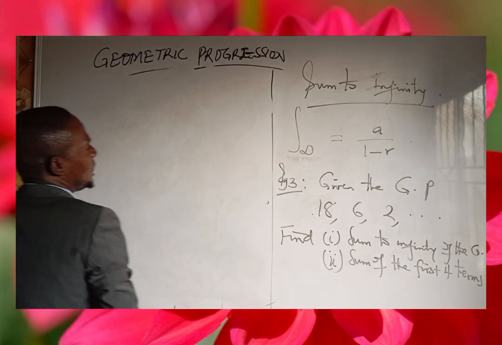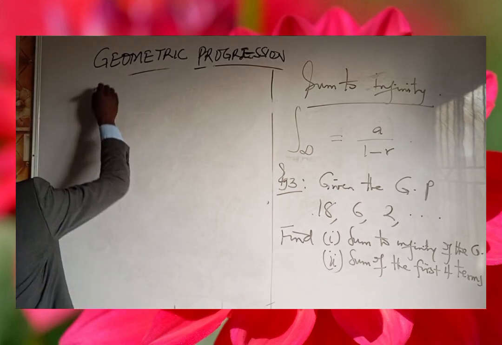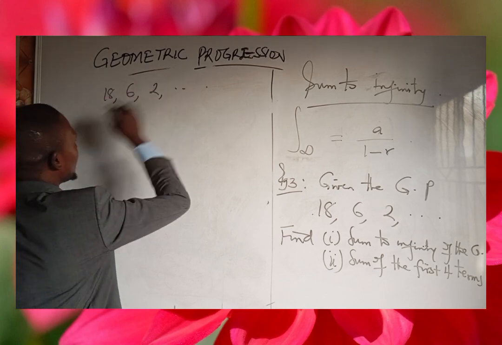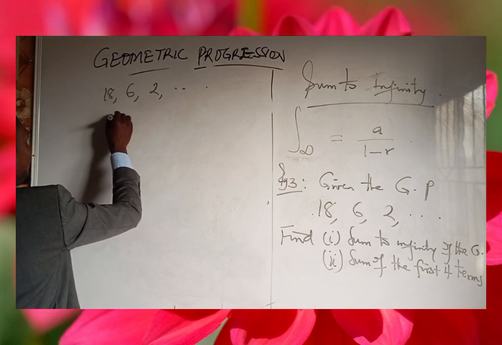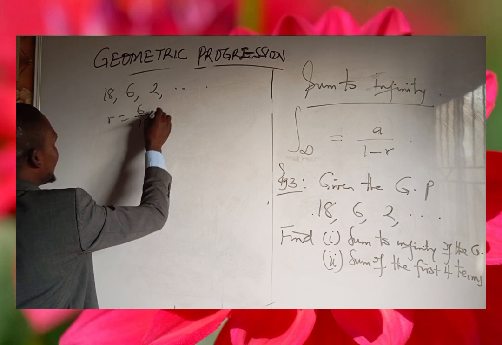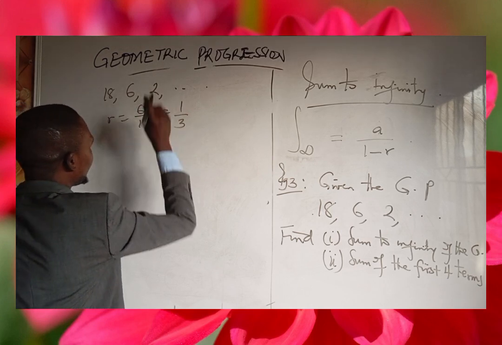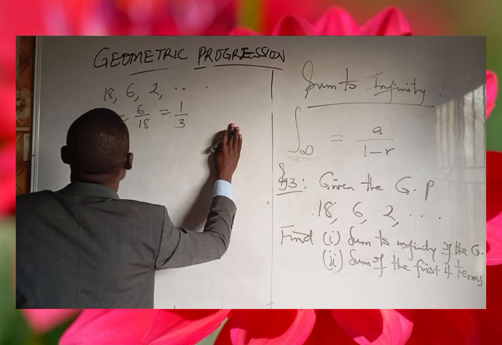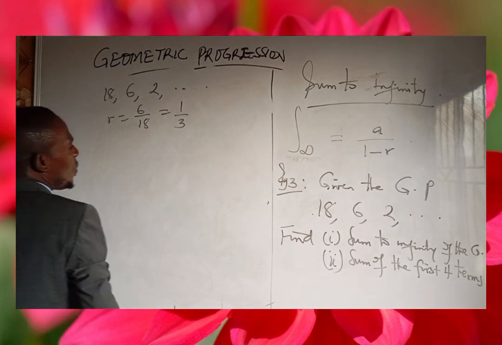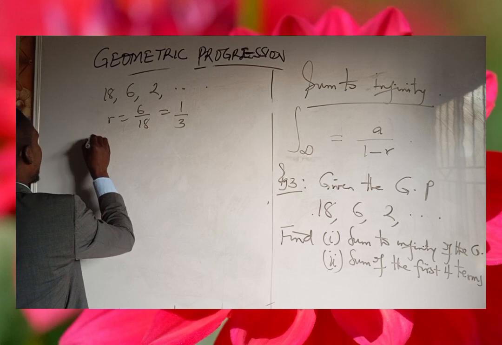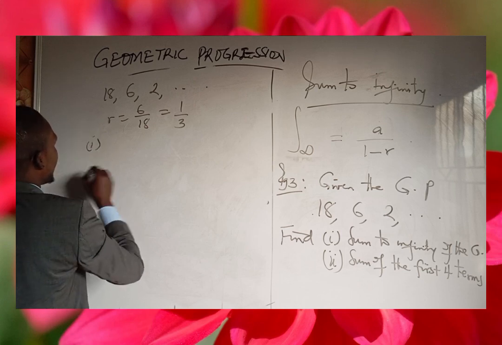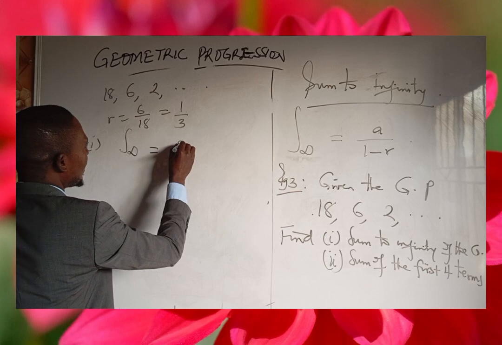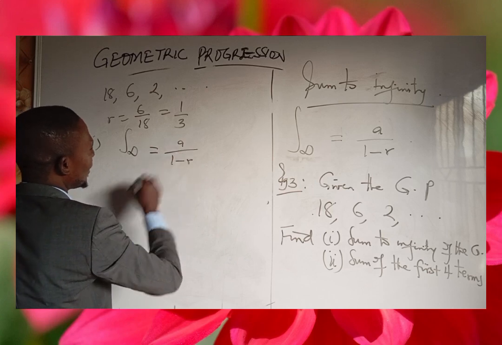So here we have 18, 6, 2. The R here is 6 over 18, which is the same as 1/3, or 2 over 6, which is also the same as 1/3. Now we have to find the sum to infinity, that is (I). S dumbbell is the same as A over 1 minus R.